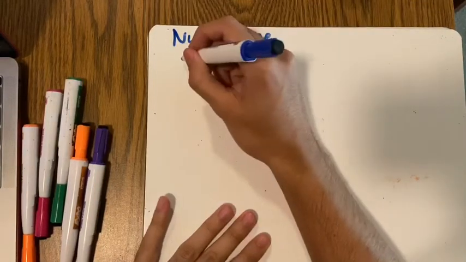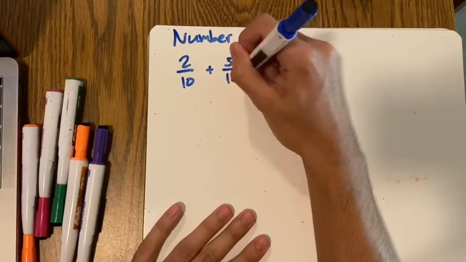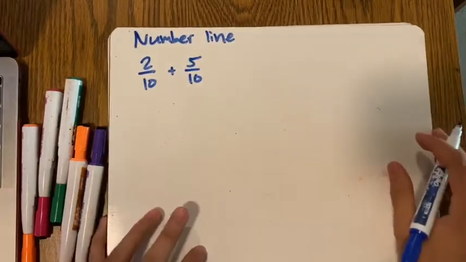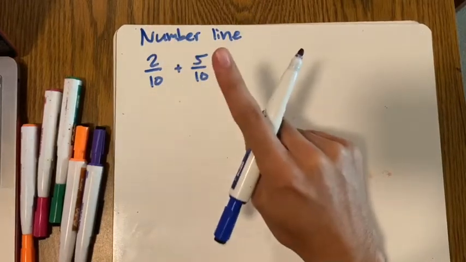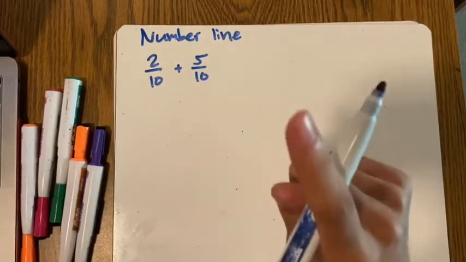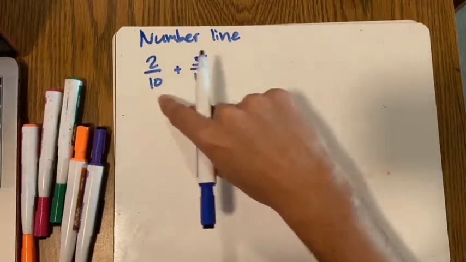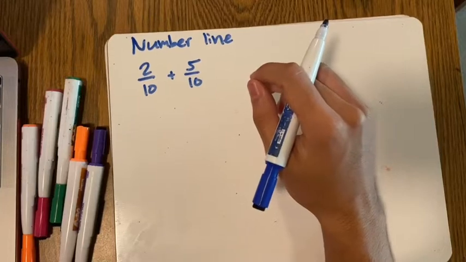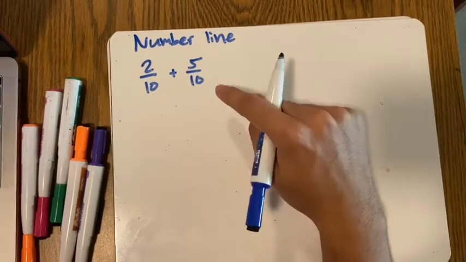So let's say that I have 2/10 plus 5/10. That's what we need to add. First thing you need to check is if they have the same denominator. You can only add or subtract them if you have the same denominator, okay? And in this case, they do. Both are 10, so we can go ahead and add them up normally. Now here's when we're going to do the number line.